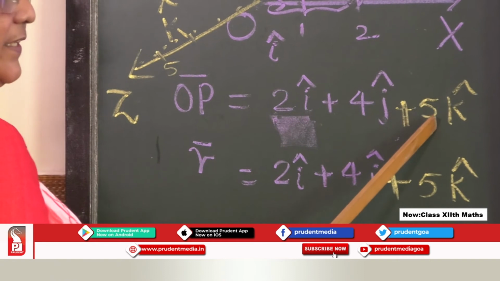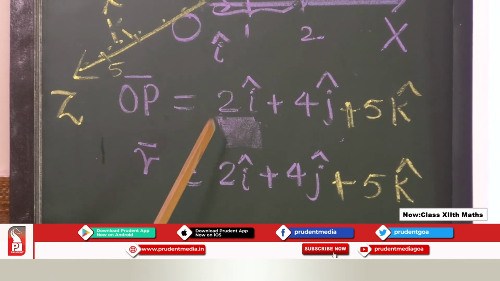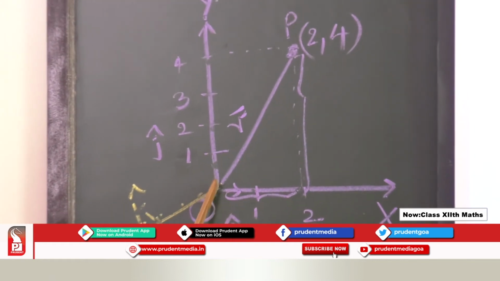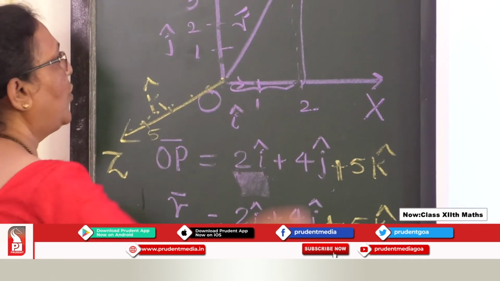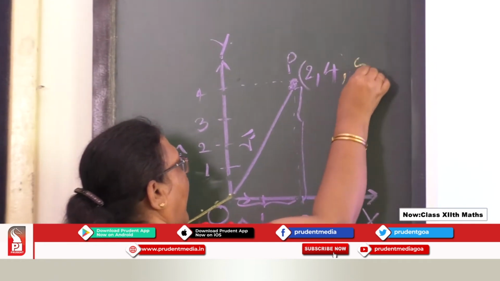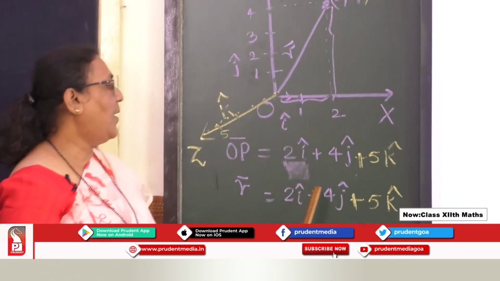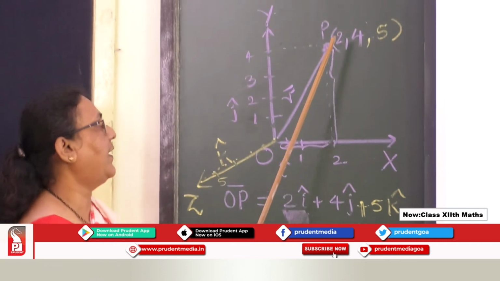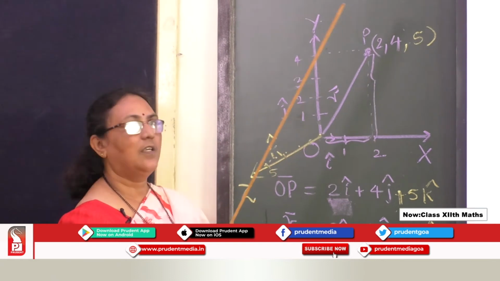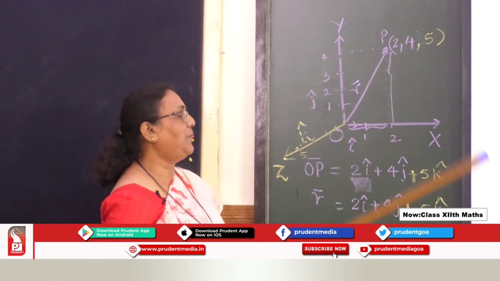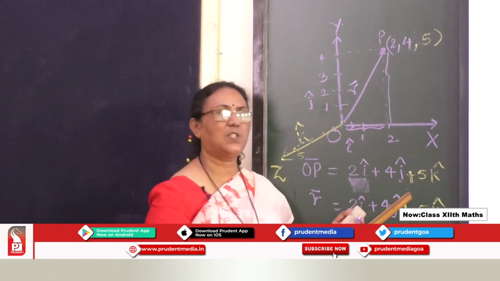So, 5 times k is added here, and you will get vector r bar. That is OP; another name for OP is r bar, which is 2 times i, 4 times j, and you will get one more coordinate, the z coordinate, 5. So you will get 2i, 4j and 5k for any point in space. Suppose this fan is there whose coordinates are 2, 4, 5, then it can be represented by a vector as 2 times i, 4 times j plus 5 times k.